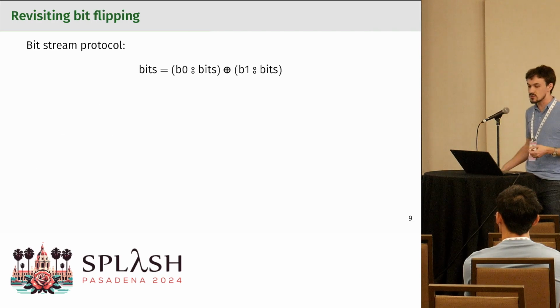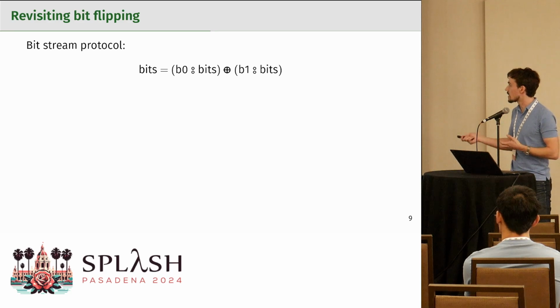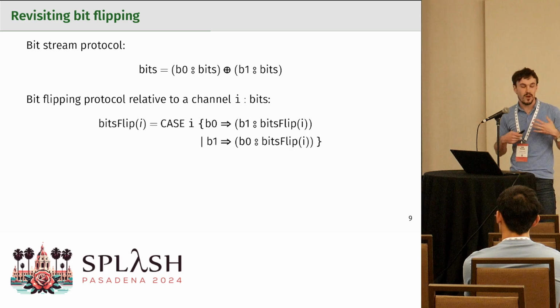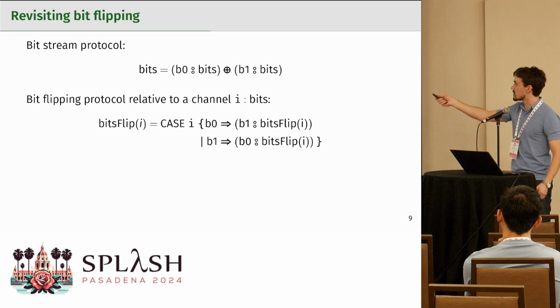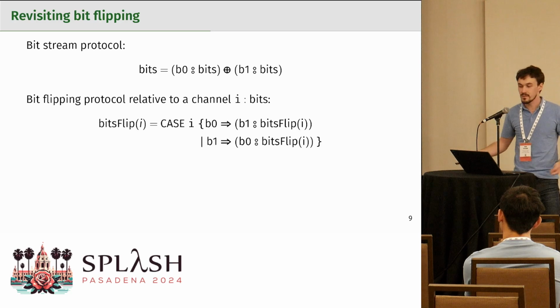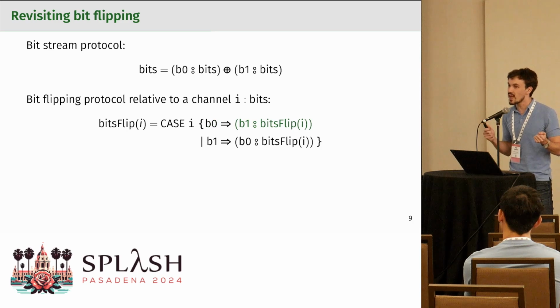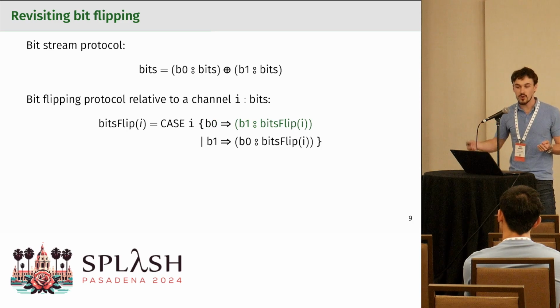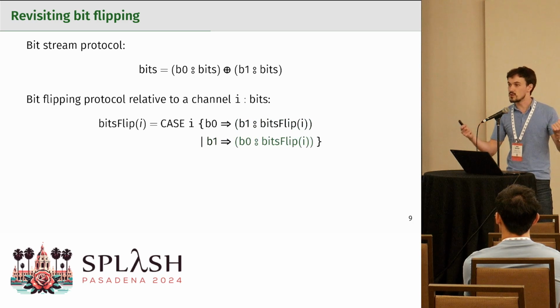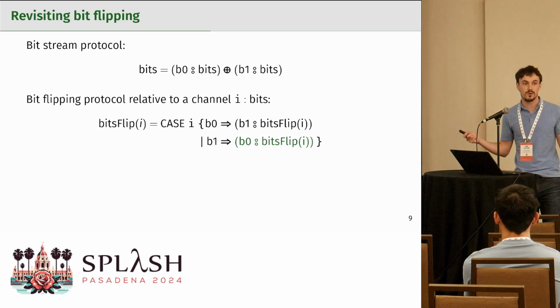So how can we use this to specify bit flipping? Well, if we remember our original bitstream protocol, we can define a bit flipping protocol that uses this big elim. So relative to some channel I of type bits, we're going to define a type called bits flip I. And it's going to be a case analysis on I, and it's going to say, if I observe a bit 0 on I, then I'll give you a unary choice where the only thing you can send is the bit 1, followed by something that satisfies the bits flip protocol. And if you happen to observe a bit 1 on I, then the protocol becomes this unary choice where the only thing you can send out is a bit 0, followed by communication that satisfies the bits flip protocol.